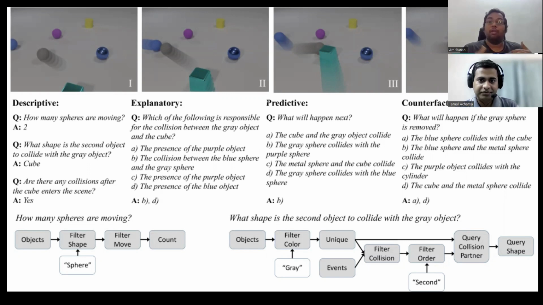And similarly, what will happen next? This is the predictive part. And then the ultimate counterfactual: okay, if you remove the gray sphere, then what happens? Right. And if there is a proper model which could solve all of this, and of course, there are a lot of things that we had to come up with, the idea was to put filter collision, filter ordering, and then query collision partner, like who is colliding with what, and then getting our final query shape.